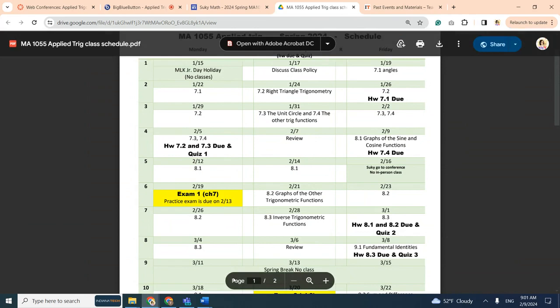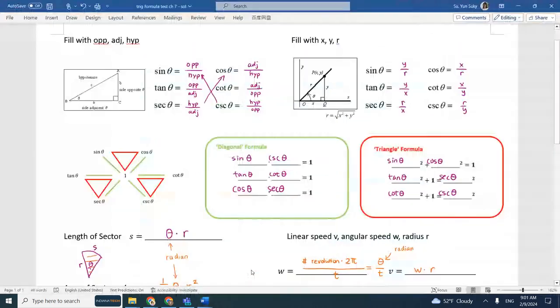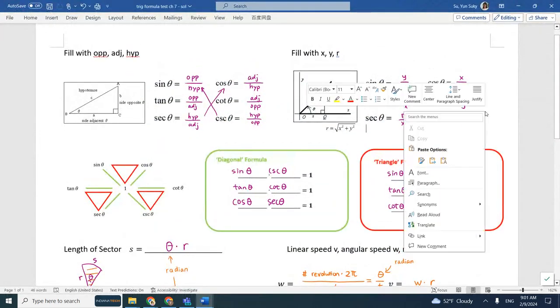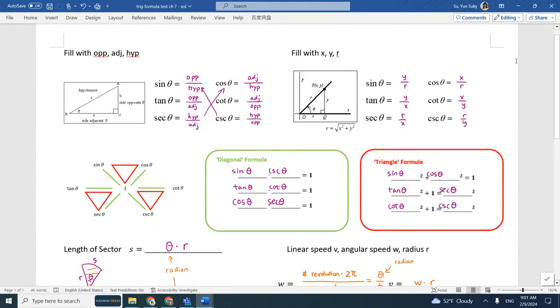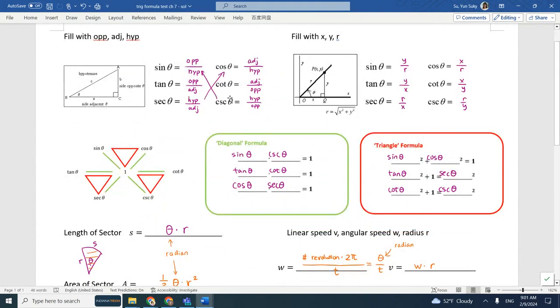Okay, let's continue with our formula sheets. Do you still have this paper with you? Yes? Okay, so last time, for the six trig functions, we filled in opposite, adjacent, and hypotenuse, right? And then we also filled in x, y, r. If the point is on the xy plane, we fill in x, y, r. And we also use this information to figure out whether the trig function is positive or negative in different quadrants.